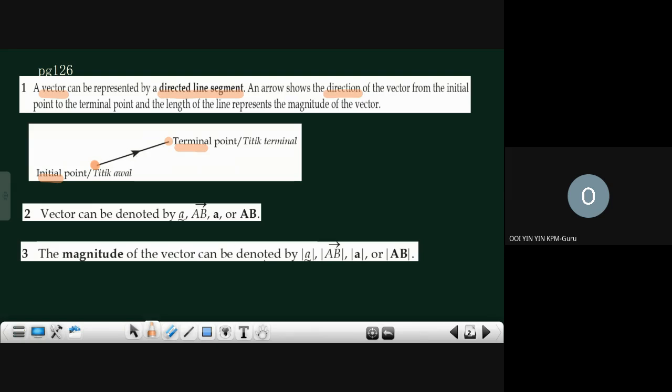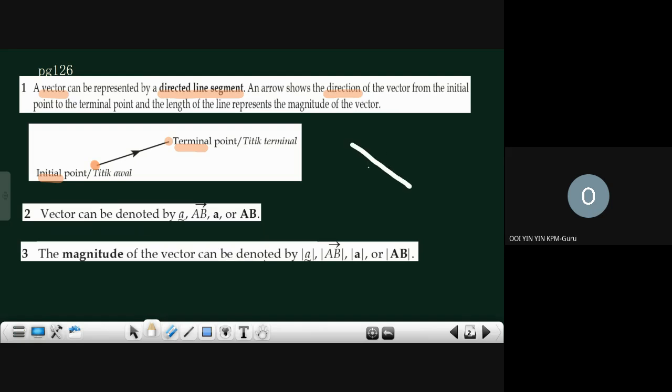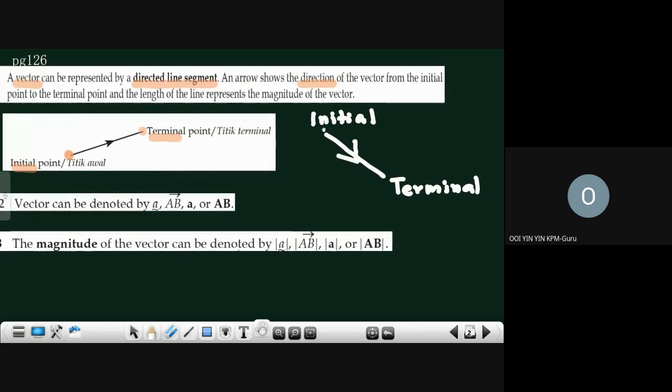Then for another example, let's say we have a line like this, and our arrow goes this way. Which point is initial, which point is terminal? Here will be initial, and then here will be our terminal. Understand? Follow the direction of your arrow.